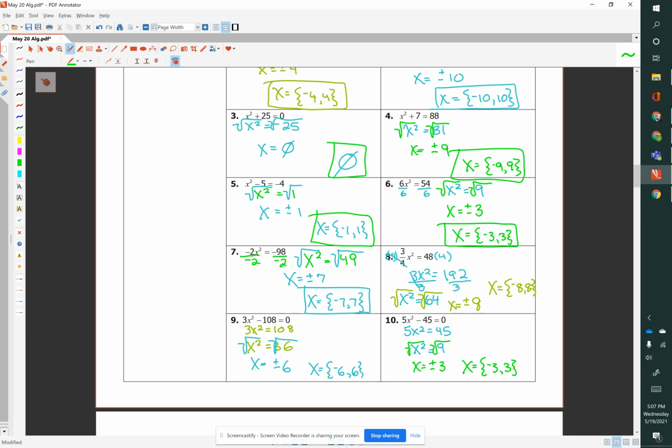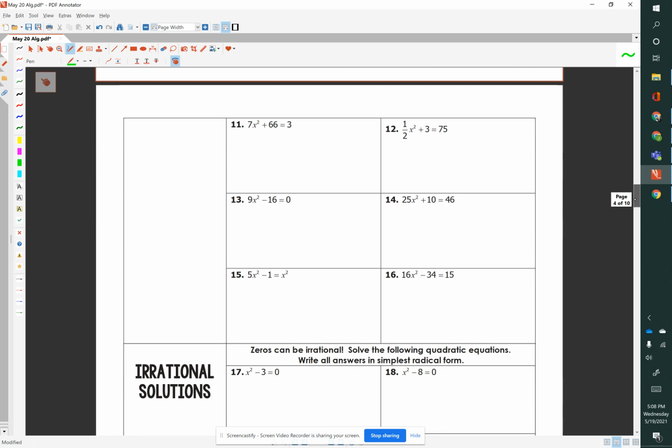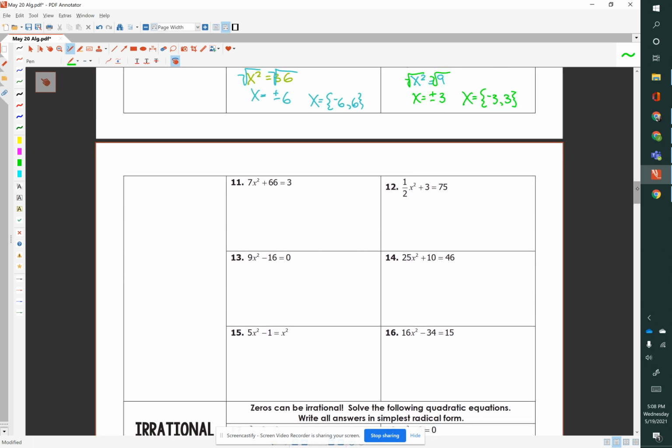Okay, so first page done. So let's move on to the next page. We have a few more to do. We have 6 more to do, and then we'll get to the irrational solutions.